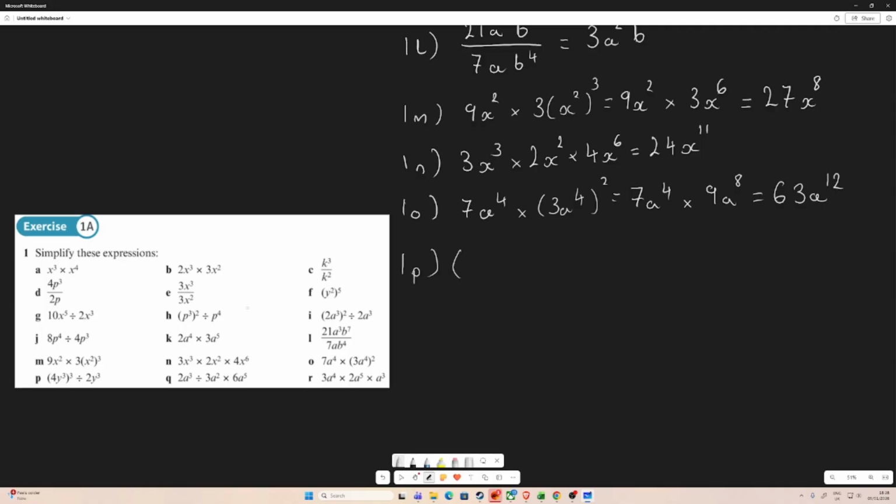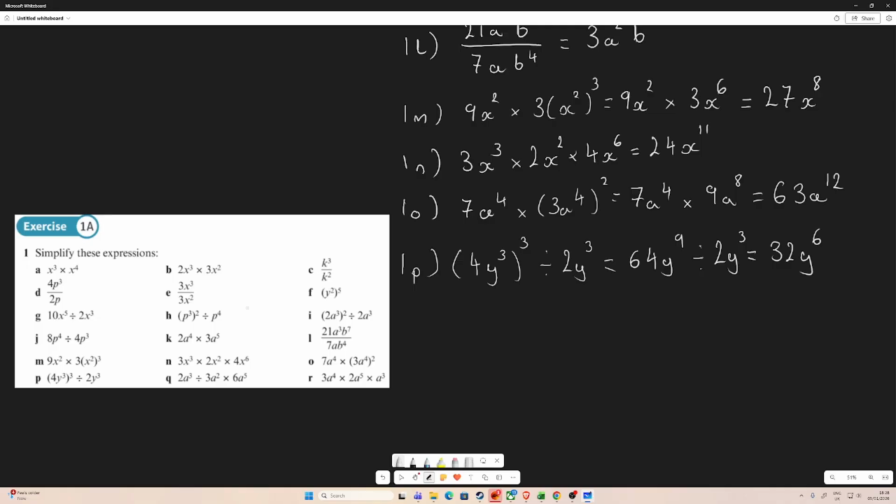So let's write it out first. 4y cubed, all cubed, divided by 2y cubed. So 4 cubed is 64, so that's 64y to the power of 9 divided by 2y to the power of 3. So that's 32y to the power of 6.